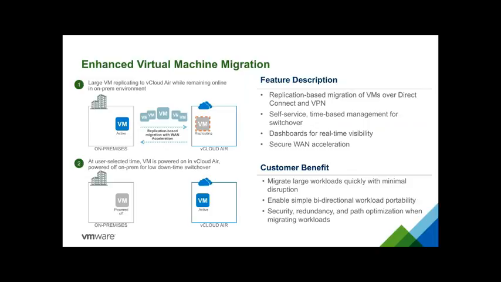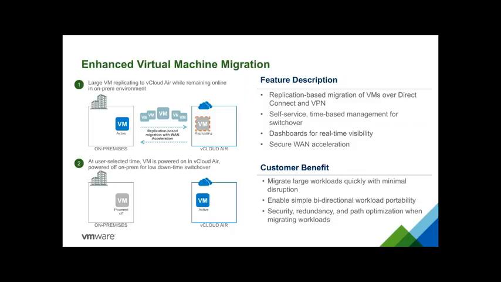So the source VM will remain online during the replication, and when the replica is ready in vCloud Air, you're going to be able to switch over. You'll have different ways to switch over. It can be a quick switch over, so as soon as the copy or the synchronization is ready in the cloud, it's going to switch over to the cloud, powering off the on-prem VM.